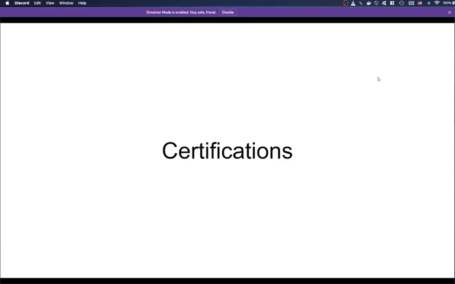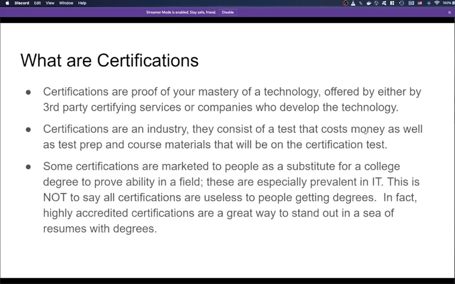Certifications. Okay. Certifications are a very interesting topic, especially for college students, because normally you don't really see certifications for college programmers. The common conception about certifications is that they are only for people who don't go to college. This is not true at all. Don't listen to that. There's definitely a lot of people who say that, but you should definitely keep your eyes open for certifications.